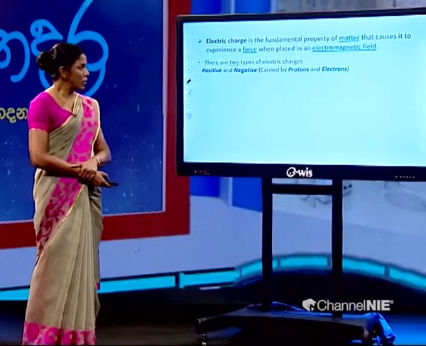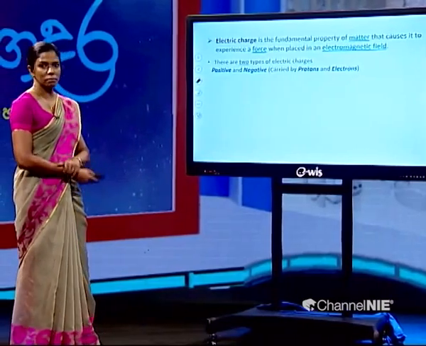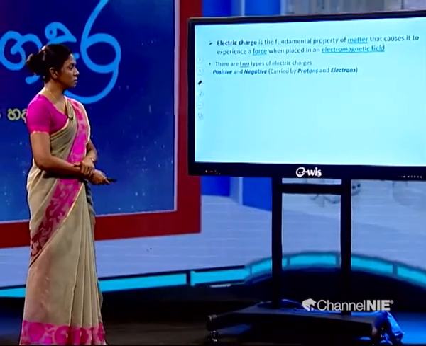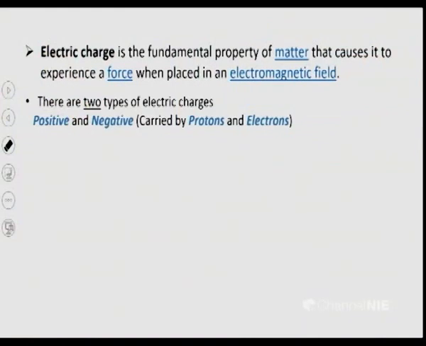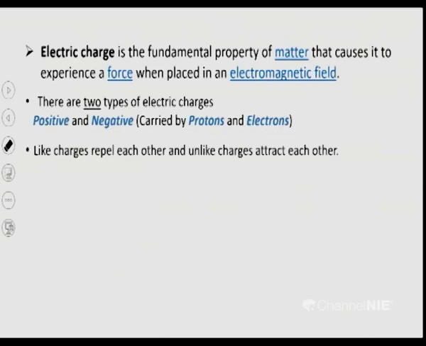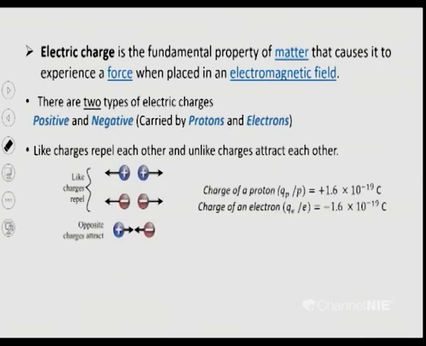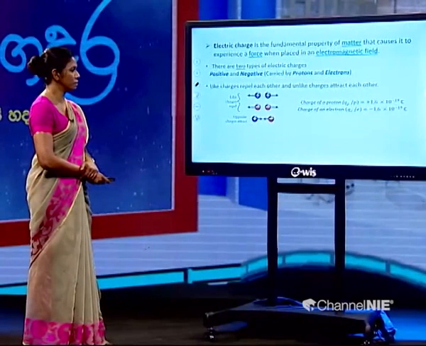Now, we know that there are 2 types of electric charges, positive charges and negative charges. We say positives are carried by protons and negatives are carried by electrons. And if you think of the facts that you already know, for example positive charges, protons, and negative charges, electrons, we know that like charges repel each other, and unlike charges, opposite charges, attract each other.